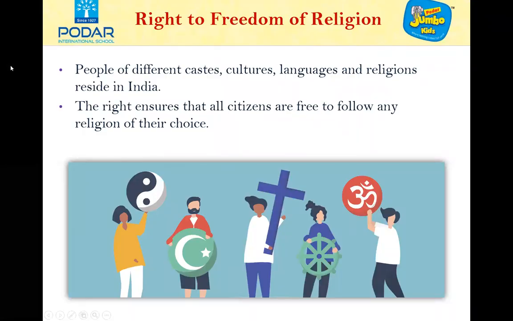Next, right to freedom of religion. India is a country where religious harmony is maintained, which means people of different castes, cultures, languages and religions reside in India. So this particular right gives us the freedom to choose any religion that you wish to follow.